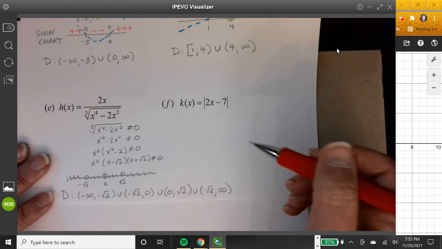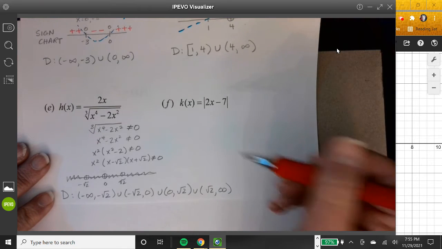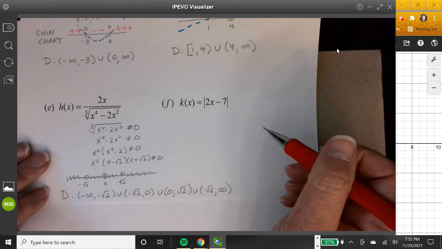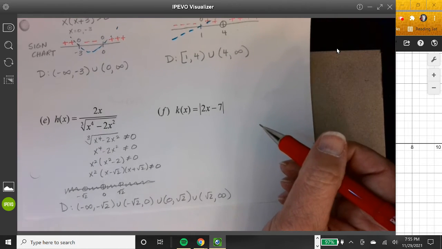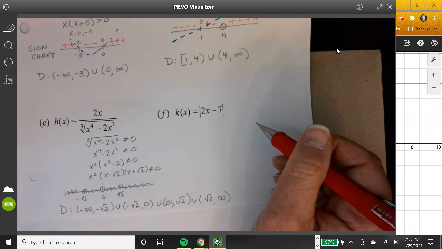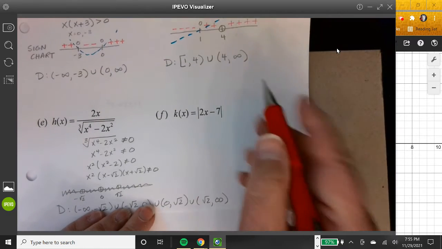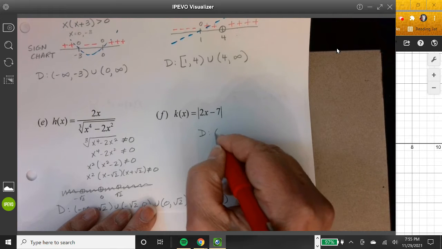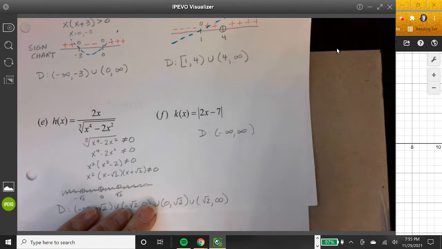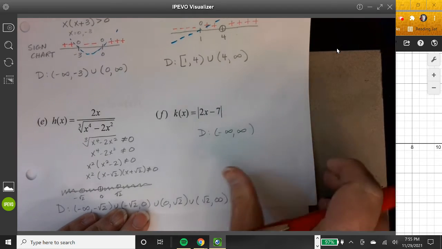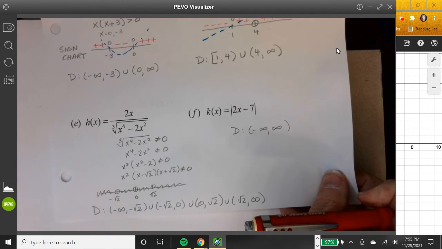All right, and now I have k of x equals absolute value of 2x minus 7. Well, folks, absolute value is not one of my domain dangers. So this one's domain is all real numbers. I don't really have to think about it because I don't have a denominator or an even root, so there are no domain gotchas.